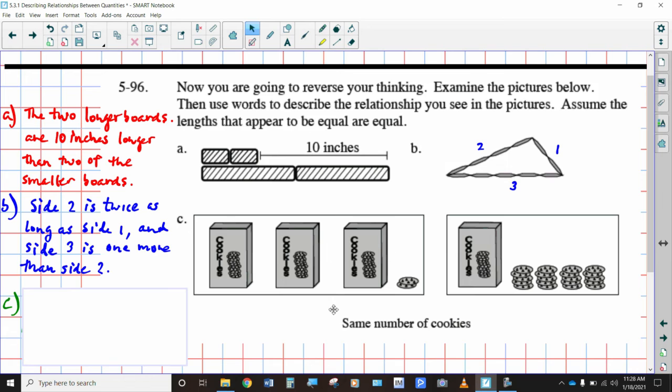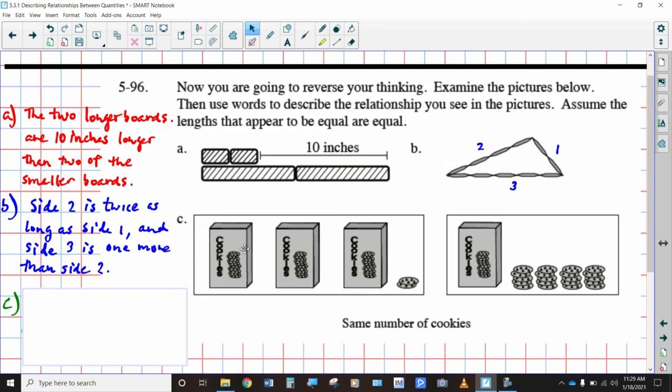And then part C, this is an interesting one because it says these have the same number of cookies. So this diagram has an equal number of cookies with this diagram. If we were just creating expressions, we could create an expression for A and for B, but for C, you're actually creating an equation since this is equal to that. And we would include that in our equation and then solve.